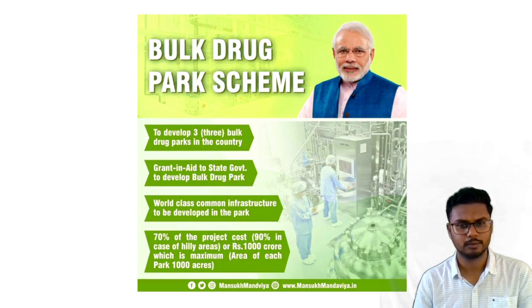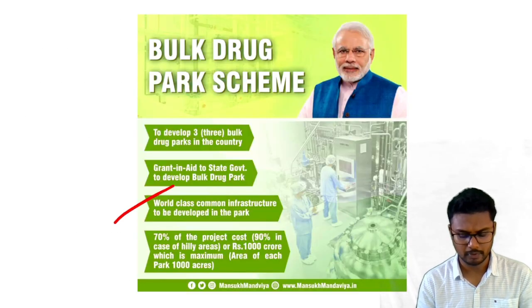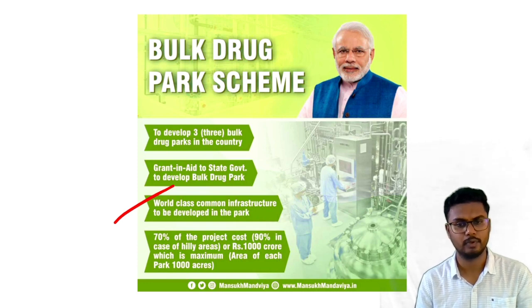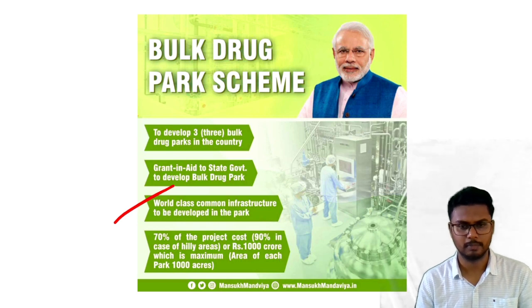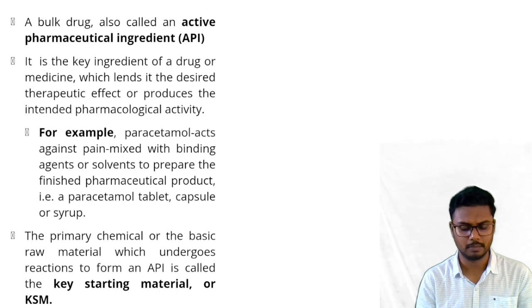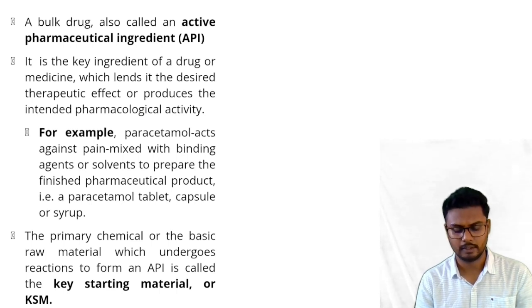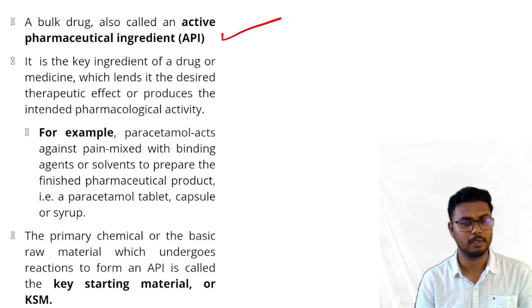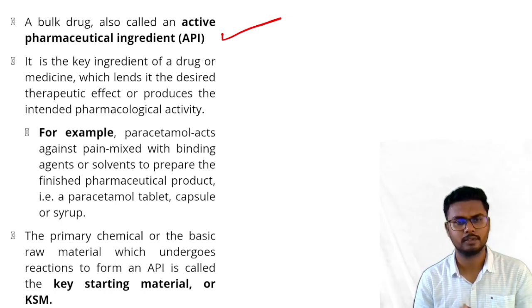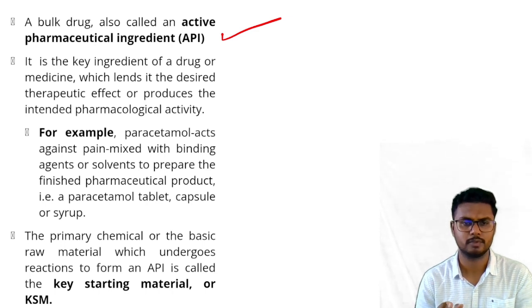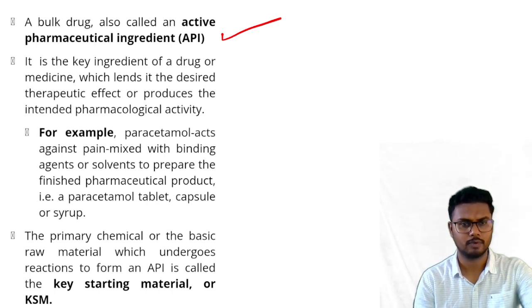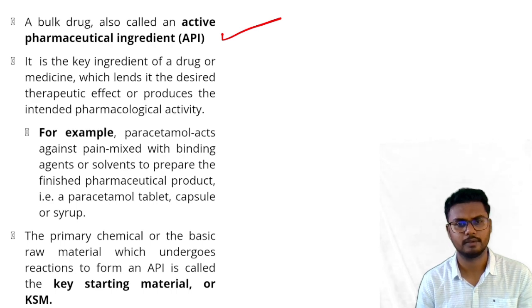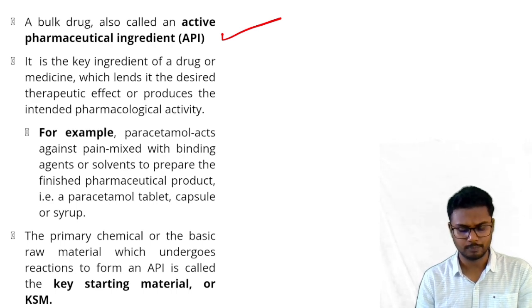So it will have world-class common infrastructure developed in the park, and 70% of the project cost, or rupees 1000 crore, which is the maximum, shall be shared by the center. Right. So, like I said, a bulk drug, also called an active pharmaceutical ingredient, is the key ingredient of a drug or medicine, and this API lends the desired therapeutic effect or produces the intended pharmacological activity. Alright, so this is about bulk drug.